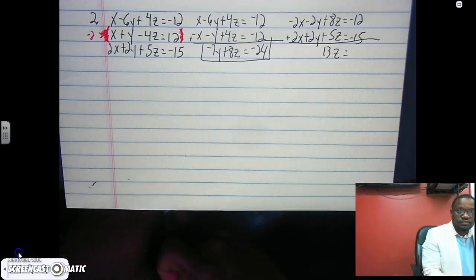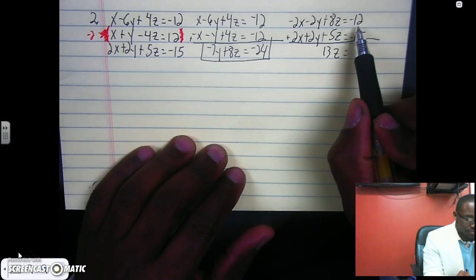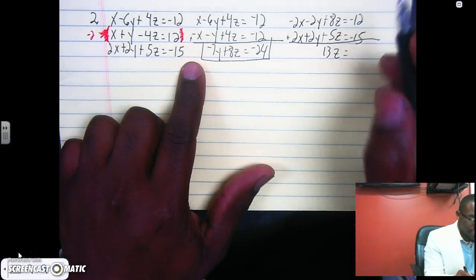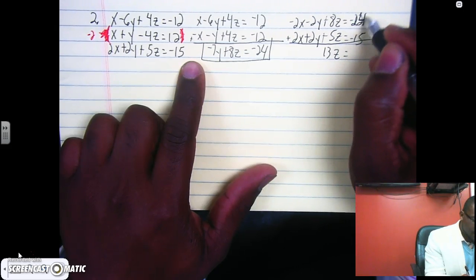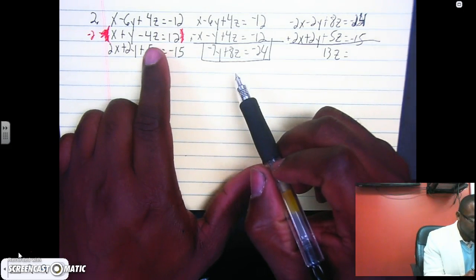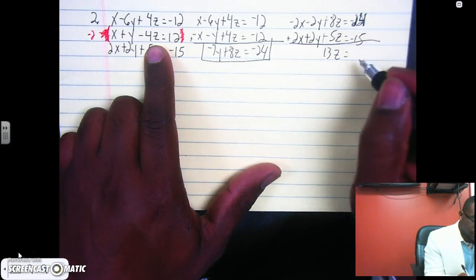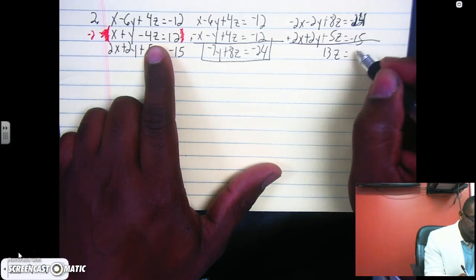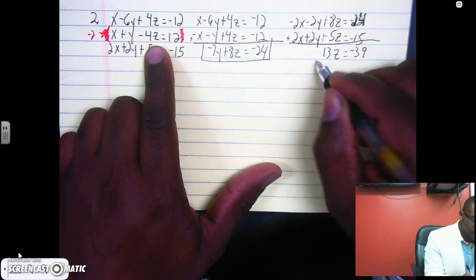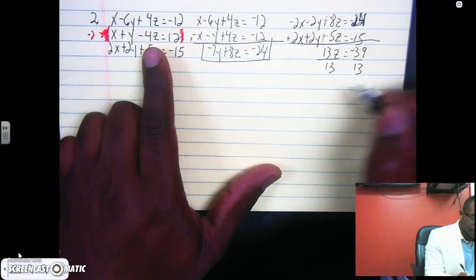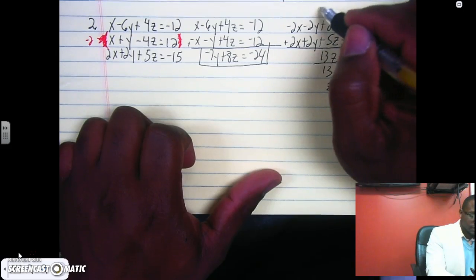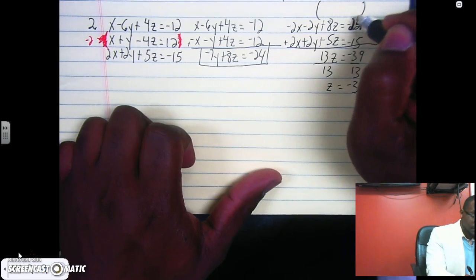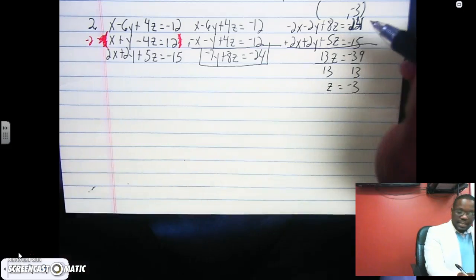I think I made a mistake. I did make a mistake. This should be negative 24. I did not carry my multiplication of 2 all the way through. I stopped here somewhere, and there should have been a negative 24, which means that this will be negative 39. Divide both sides by 13, and you get z equals negative 3. So part of my solution, which I am lucky to get now, is negative 3.